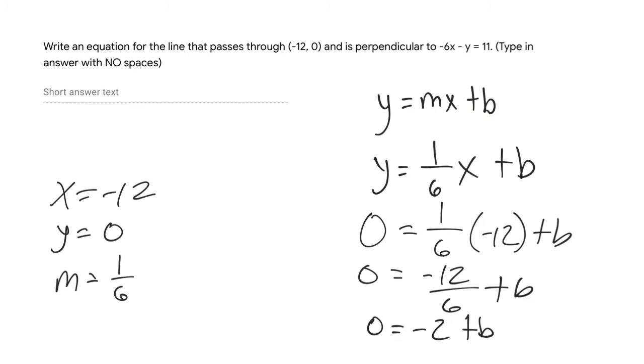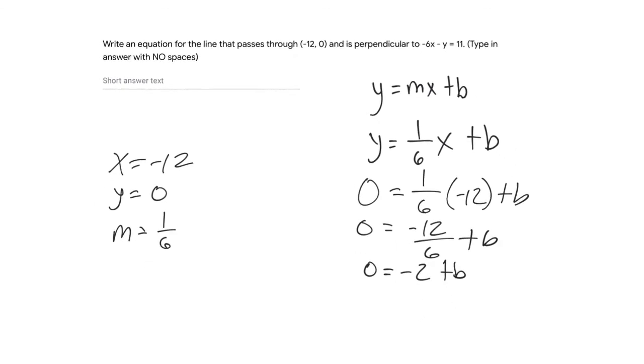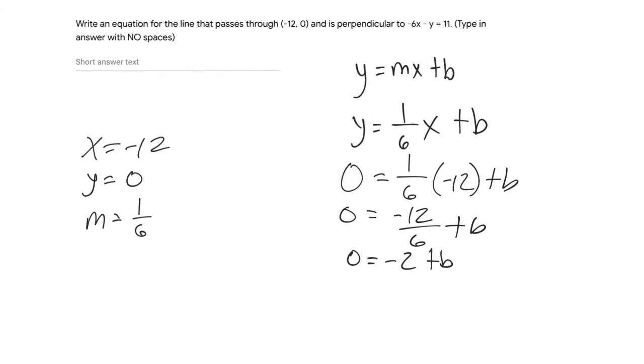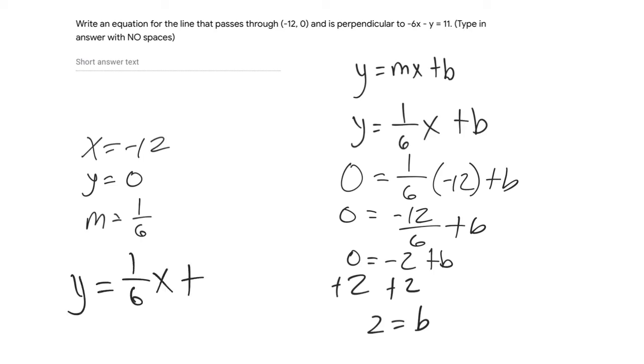Okay, so then I've got to get rid of the negative 2 on that side. So I'll add 2 to each side, and 2 is my b, so b is 2. So now I can write out my slope-intercept form. I got y equals 1/6 x plus my b value, which I now know is 2. And that would be my answer. That's all you have to do. Seems like a lot, but it's not.